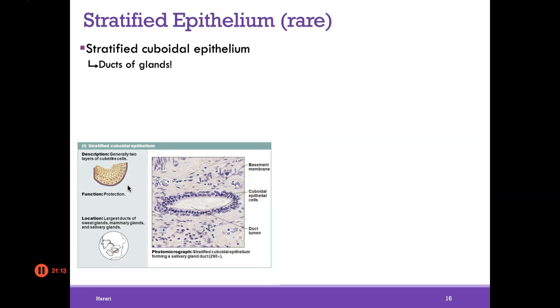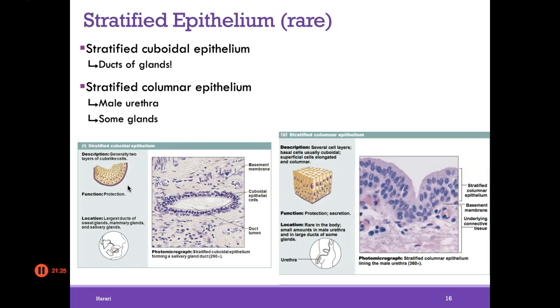Stratified cuboidal epithelium is very rare. We see those in glands, in the sweat gland ducts, and sperm-producing ducts of the testes. Stratified columnar epithelium, again, is pretty rare. It kind of resembles stratified squamous epithelium, but we have columnar cells. And these are found in the male urethra and some glands as well, but these are rather rare. So again, look at the surface. You see many, many different layers, and these are columnar. So we know these are stratified columnar. Here you see many layers of cells, but these are cuboidal shaped, so we call them stratified cuboidal.